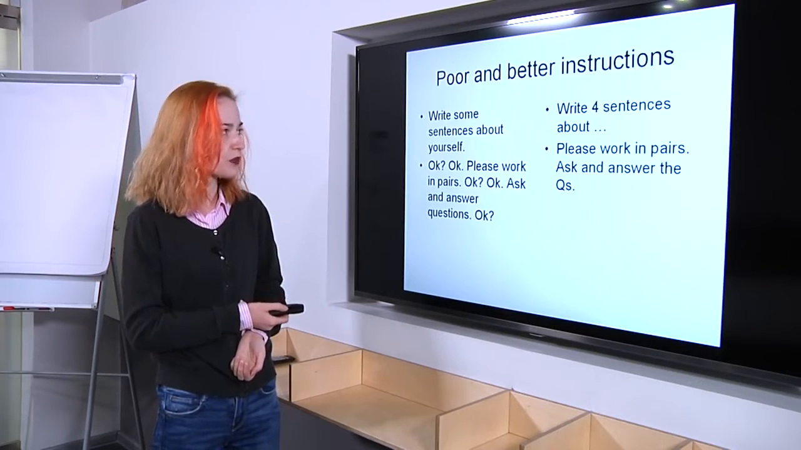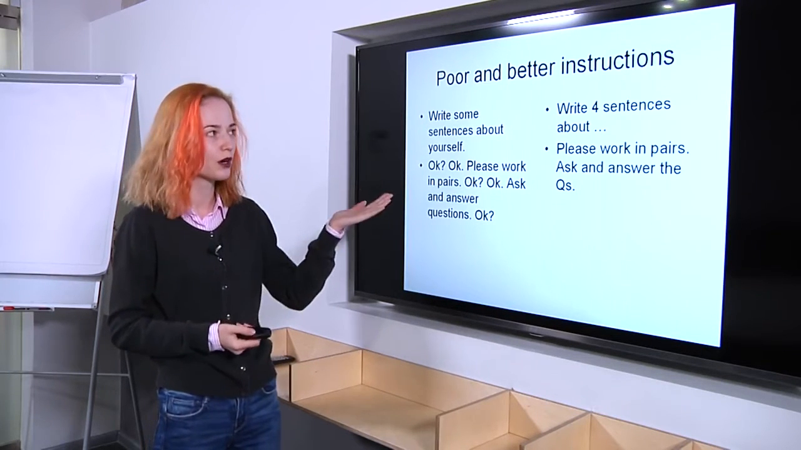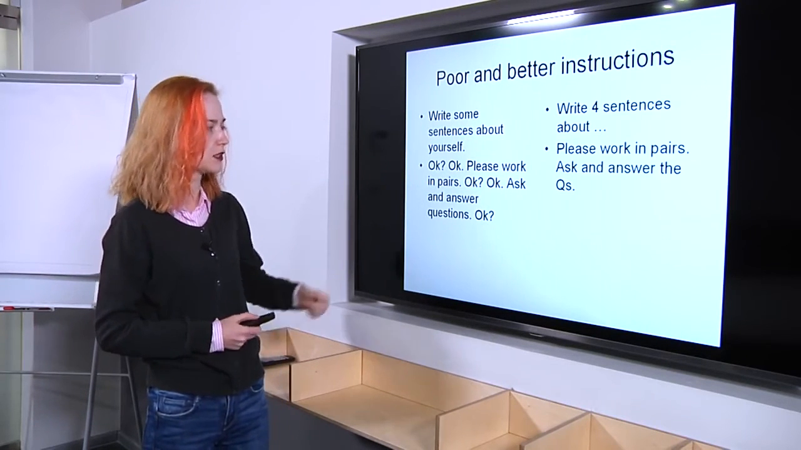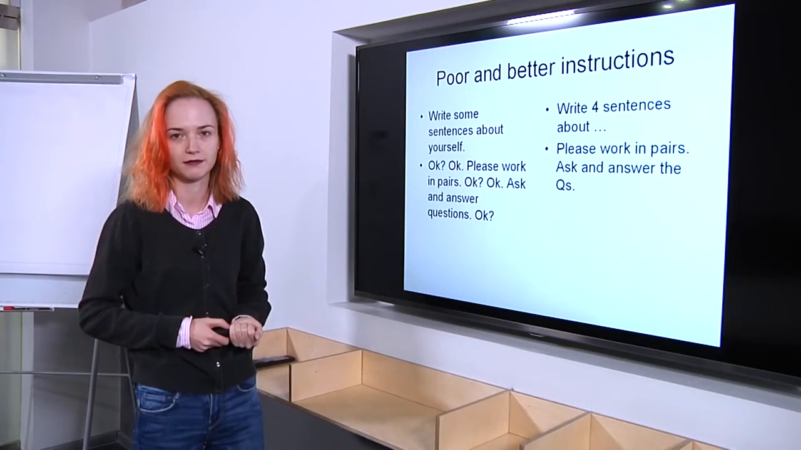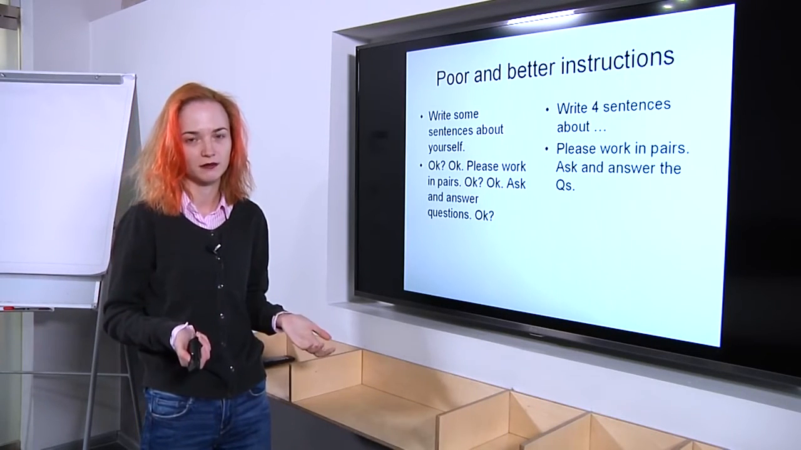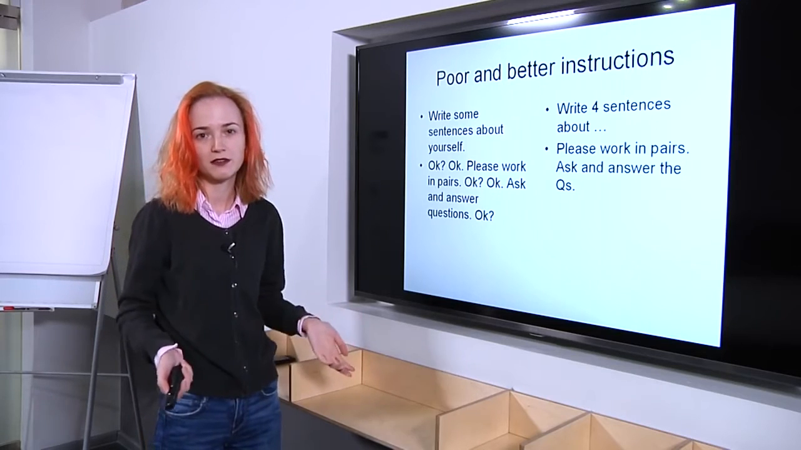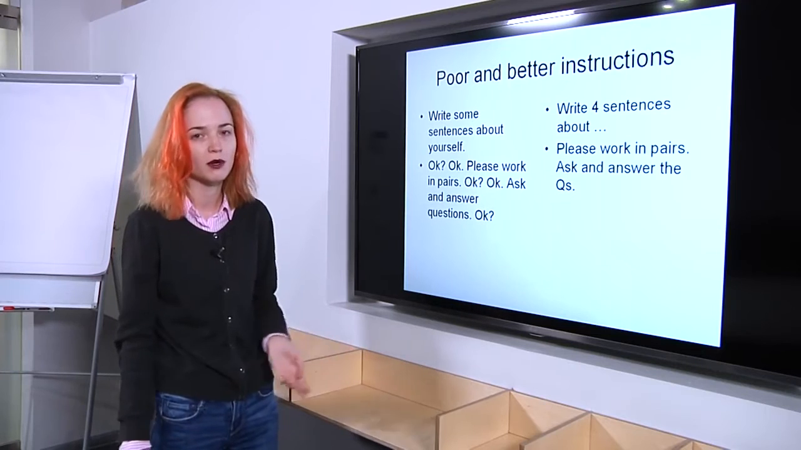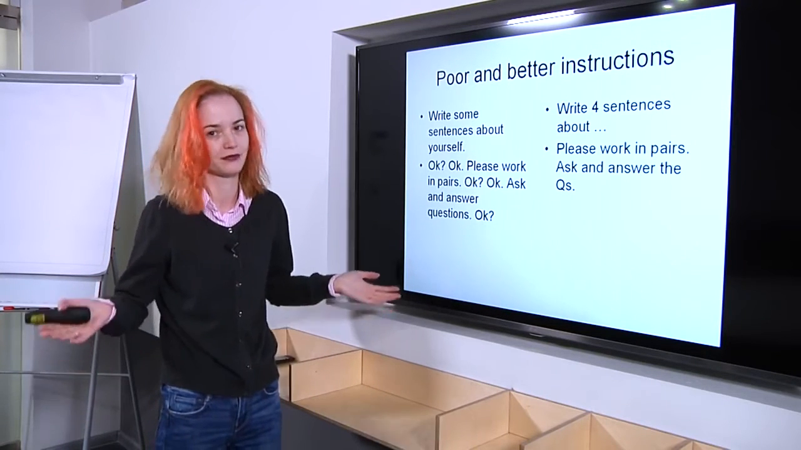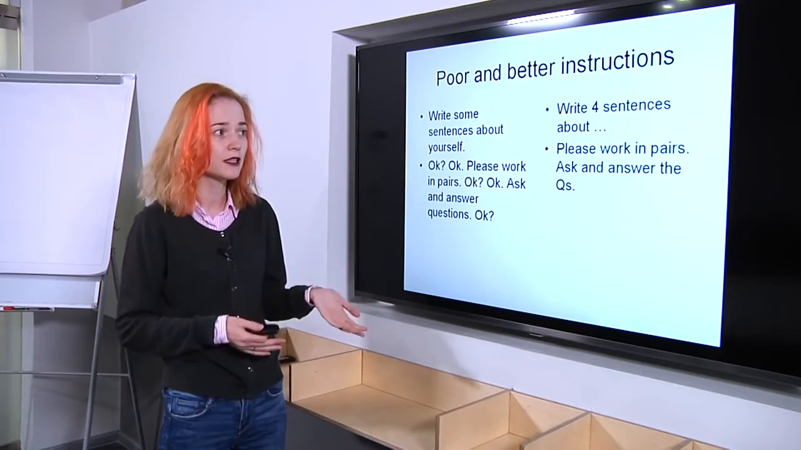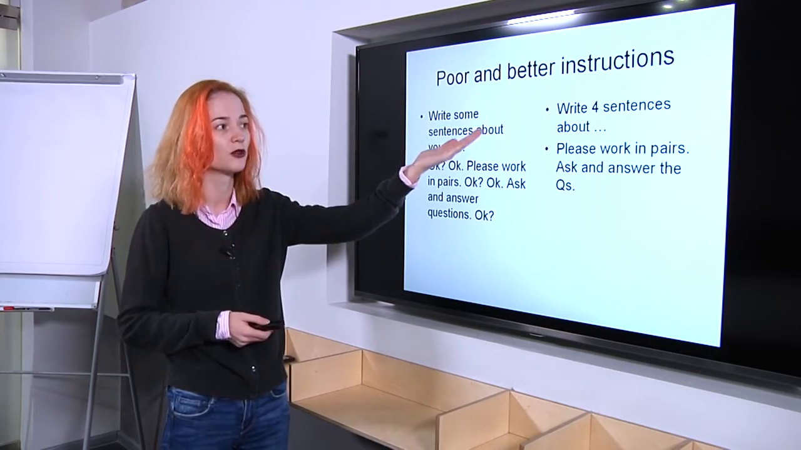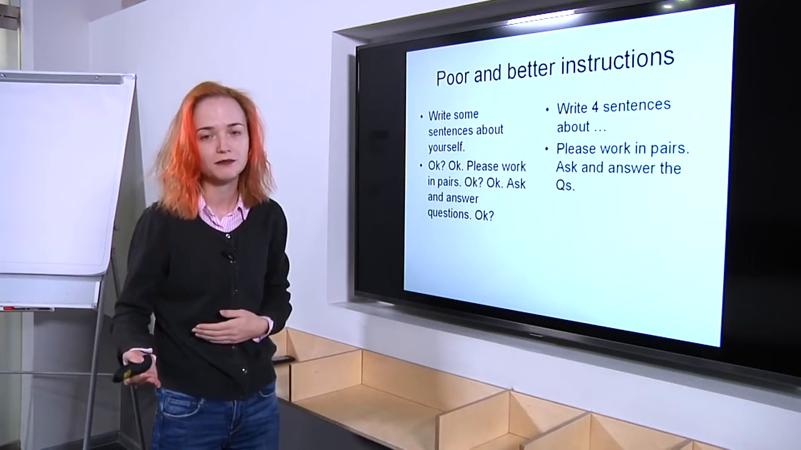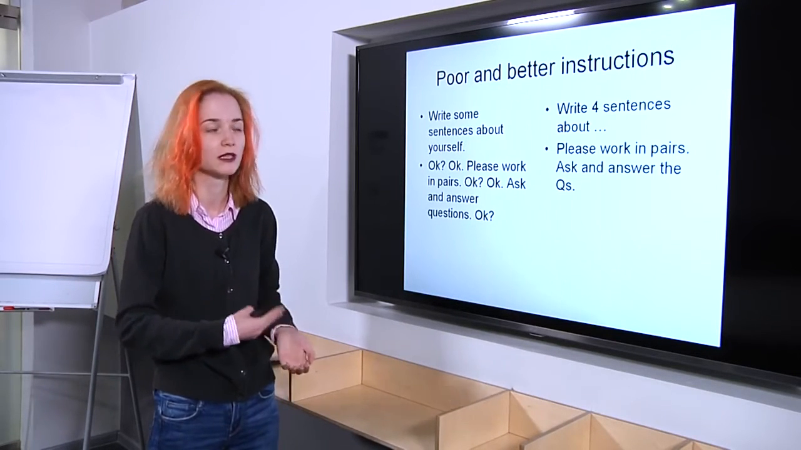And now I would like to give you examples of poor and better instructions. For example, a poor instruction is: write some sentences about yourself. What sentences? About yourself, but they are not specific, and thus students might be confused about what to write. They may not know what to write about themselves, as they might just get lost. Instead, you may give an instruction: write 4 sentences about your hobbies, for example, and it's more specific, so your students will know what to write about.